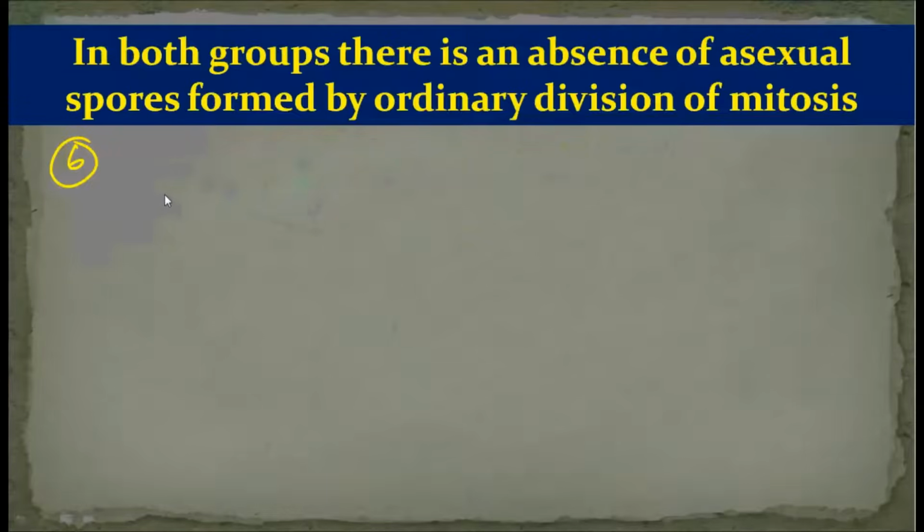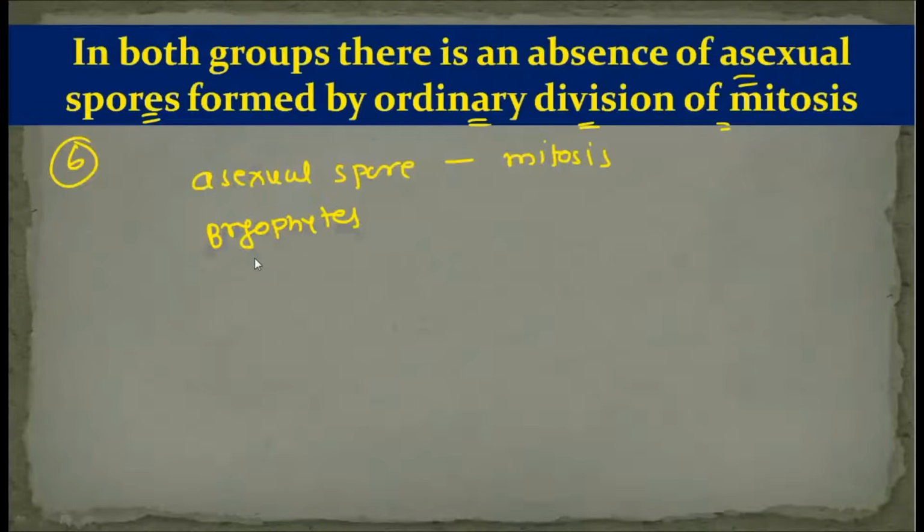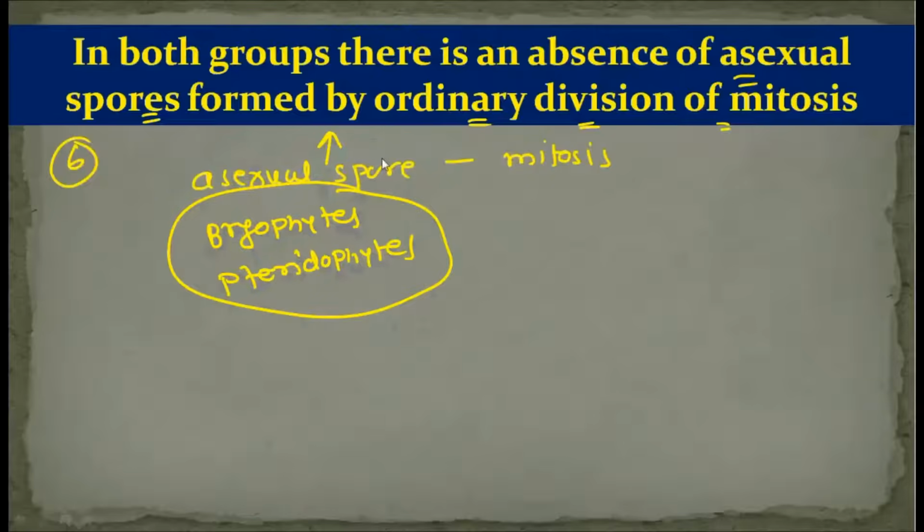The sixth similarity between the two groups is that in both groups there is absence of asexual spores formed by the ordinary division of mitosis. These asexual spores are shown neither by the bryophytes nor by the pteridophytes. Both these groups do not show asexual spores formed by the ordinary division of mitosis. So this is the very important sixth point, which shows the similarity in bryophytes and pteridophytes, that both do not show the asexual spores.